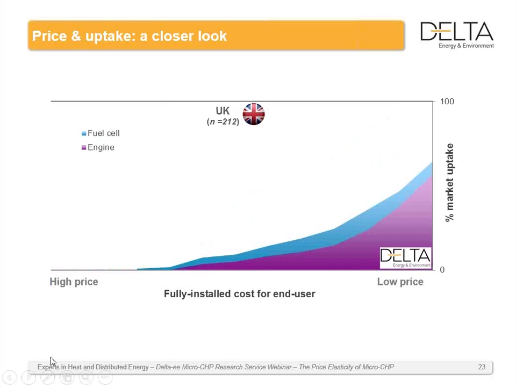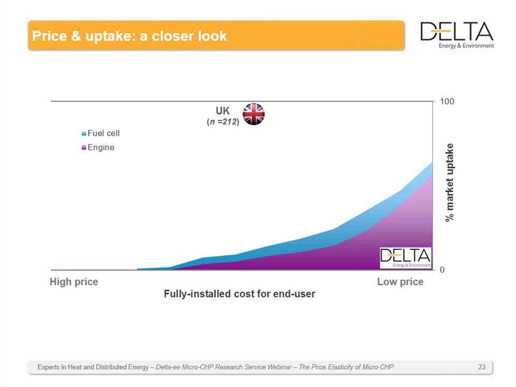And immediately the striking thing you see is that in comparison to the Germany graph, both the bar for fuel cell and engine do not extend as far along to the left as it did in Germany. So what that shows, of course, is that customers in the UK were less willing to pay a higher price for a micro-CHP system. Again, on the vertical axis, you can see the highest market uptake we get, even at the lowest price for micro-CHP, is only about 60 to 65%.